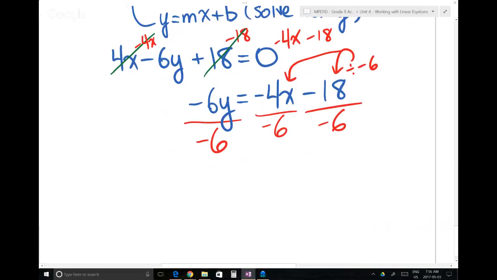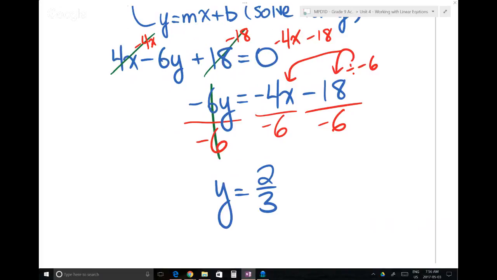So here, these two cancel. That's going to leave me with y equals. But then over here, negative 4 divided by negative 6. Well, two negatives makes a positive. And I could just write that fraction as 4 over 6, but that can be simplified. So I can write this as 2 over 3. Some fractions, 4 over 6, it's just simplified. If you'd written 4 over 6, you'd still be right. It just wouldn't be the best possible answer.